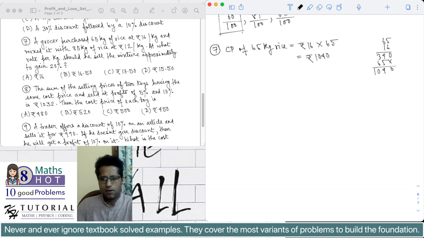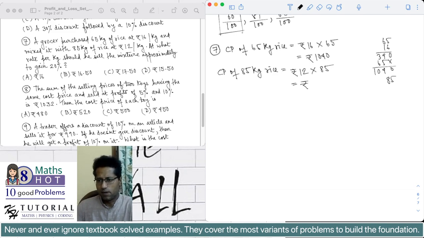Similarly, cost price of 85 kg rice will be equal to its rate, 12 rupees per kg, multiplied by 85. This is equal to 85 multiplied by 12.